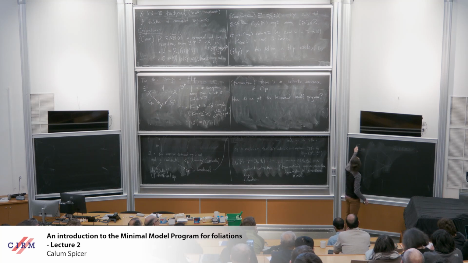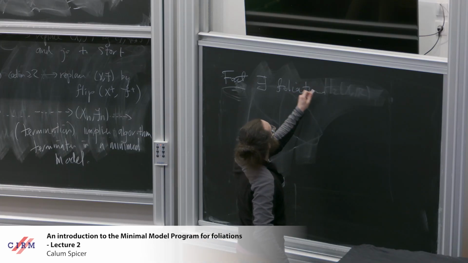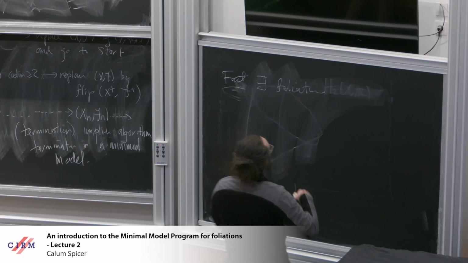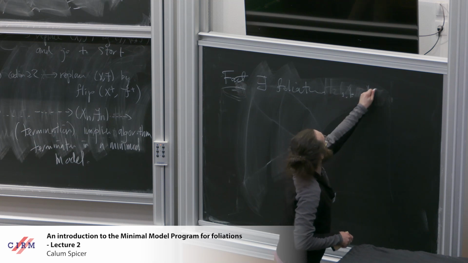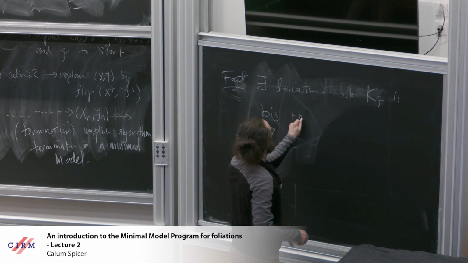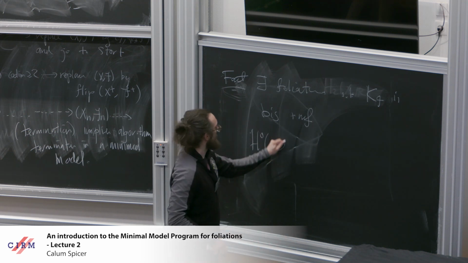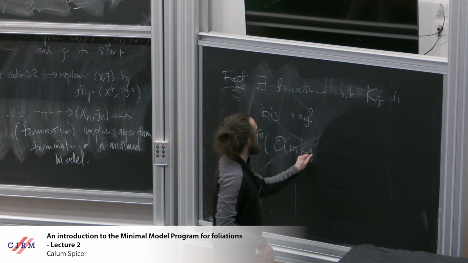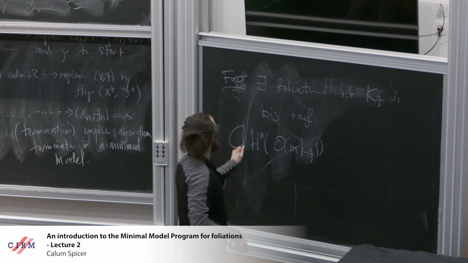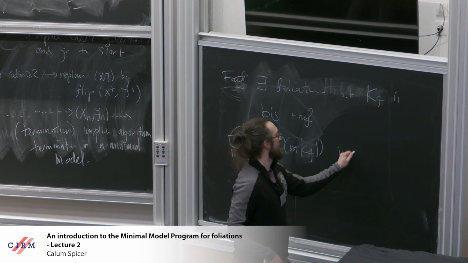So here's a fact. There exist foliations such that K_F is big, but the plural canonical ring, the sum of H⁰(O(mK_F)), is not finitely generated.